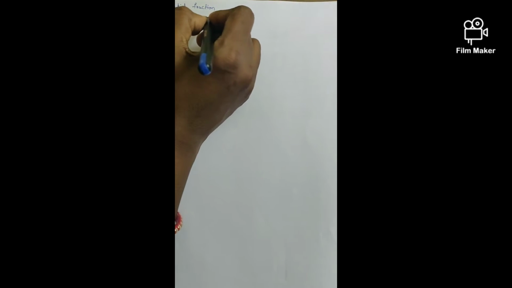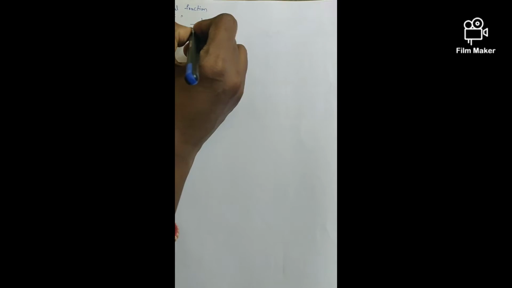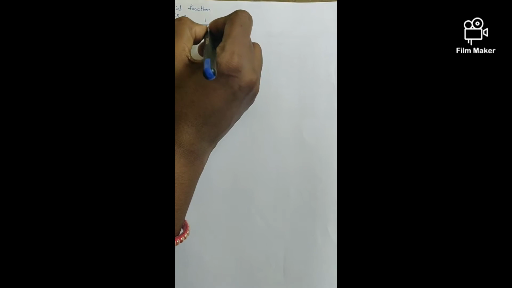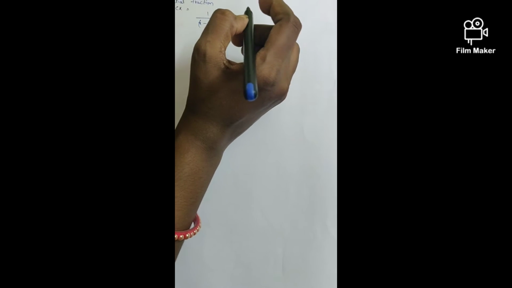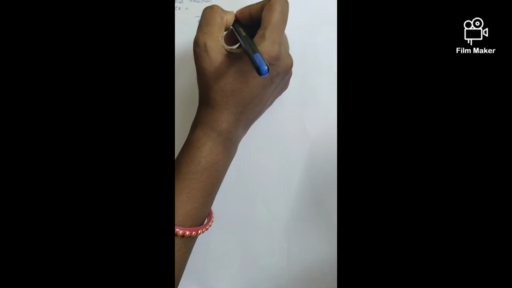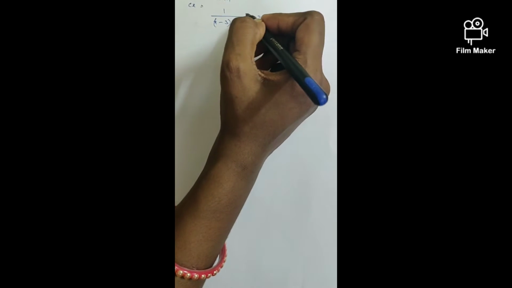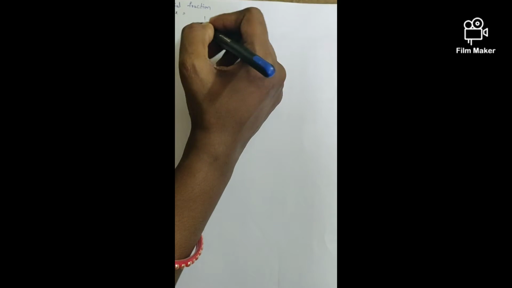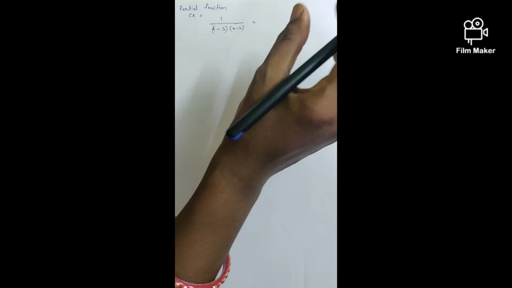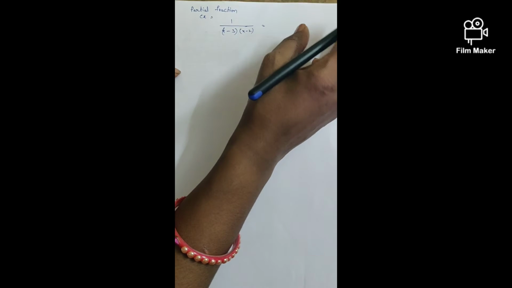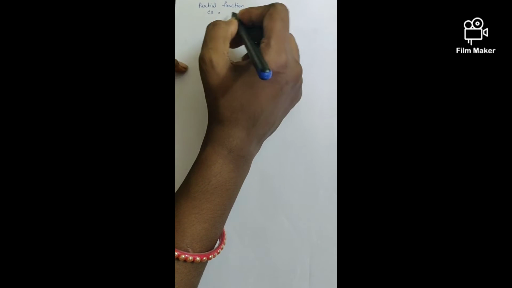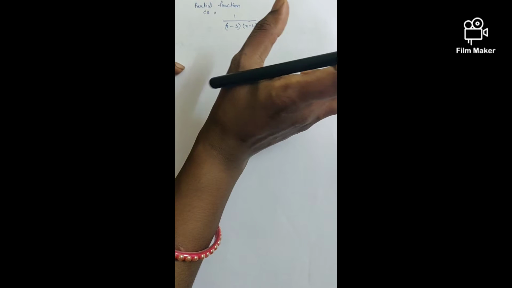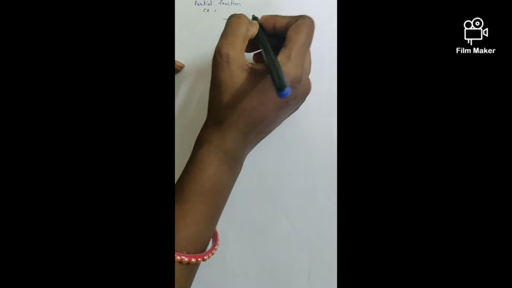Take an example of a rational fraction, that is 1 by x minus 3 into x minus 2. We are now converting this rational fraction into a sum of two rational fractions. We can convert into 3 or more in some cases, but for this fraction it is possible as a sum of two rational fractions. So how can we convert?